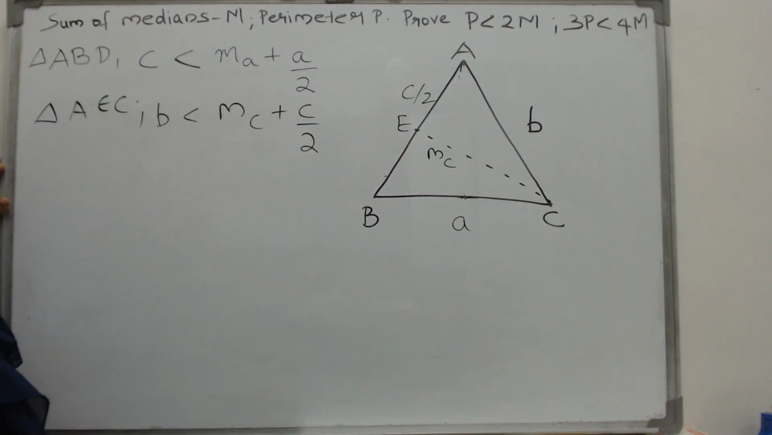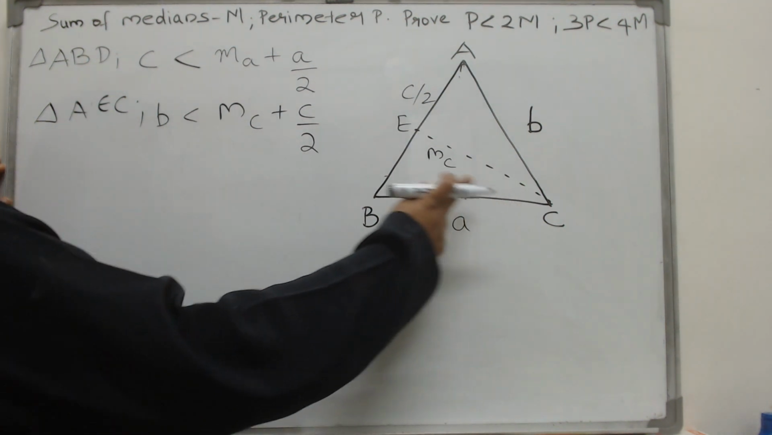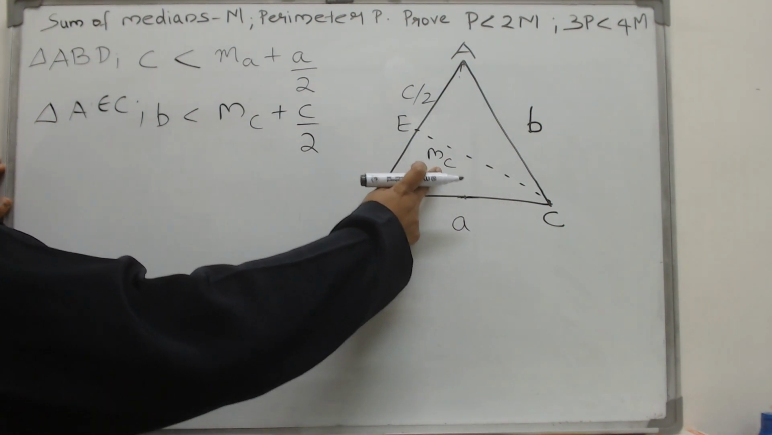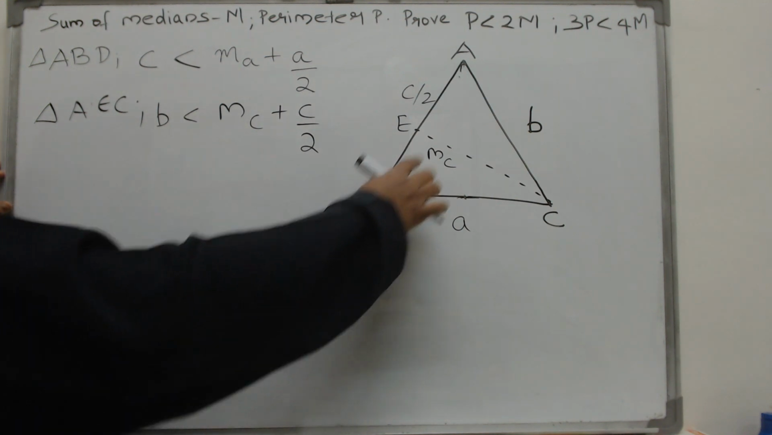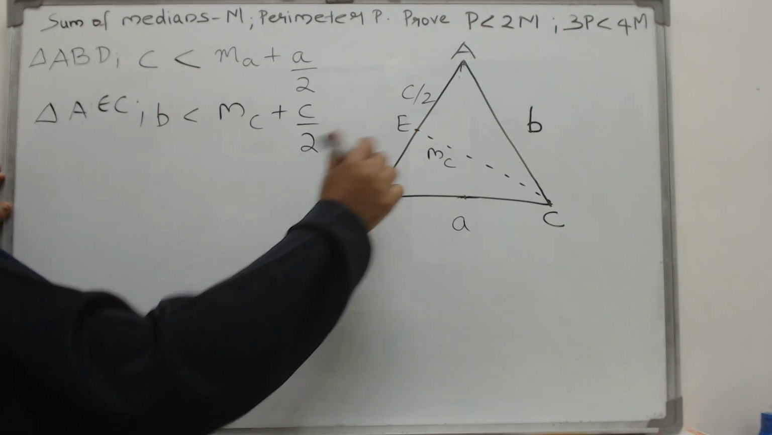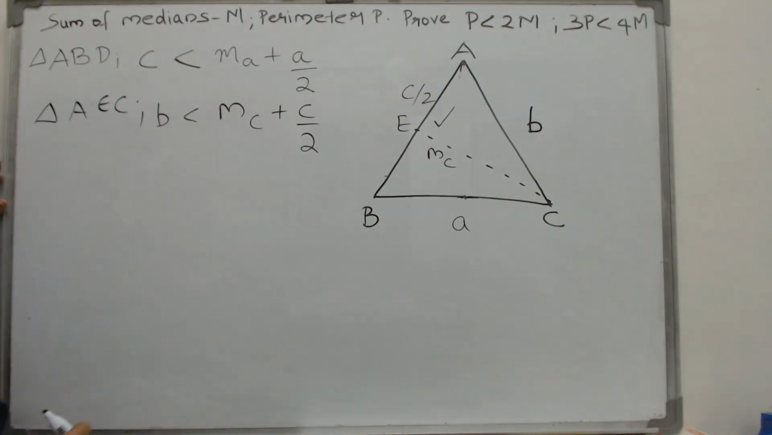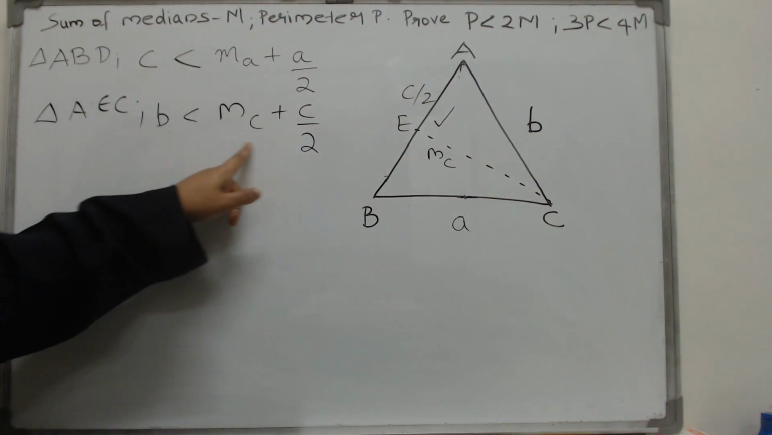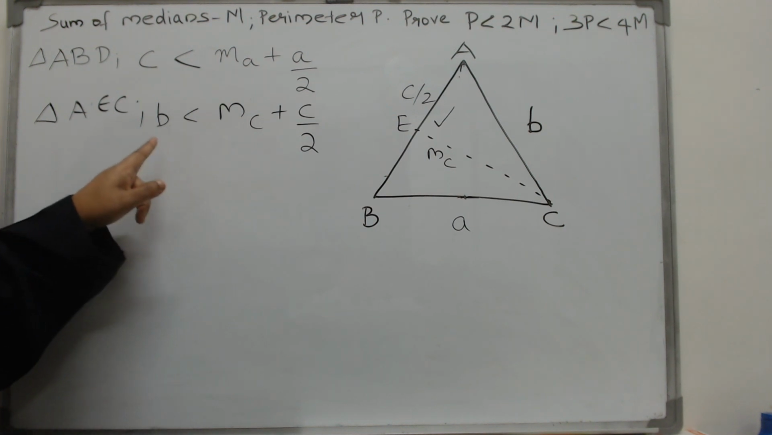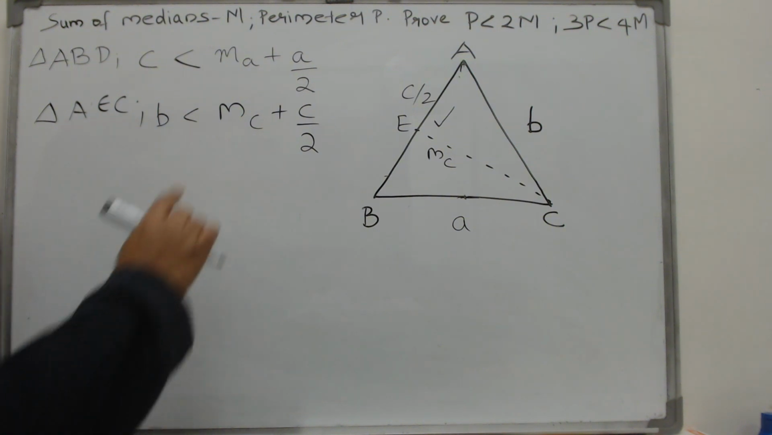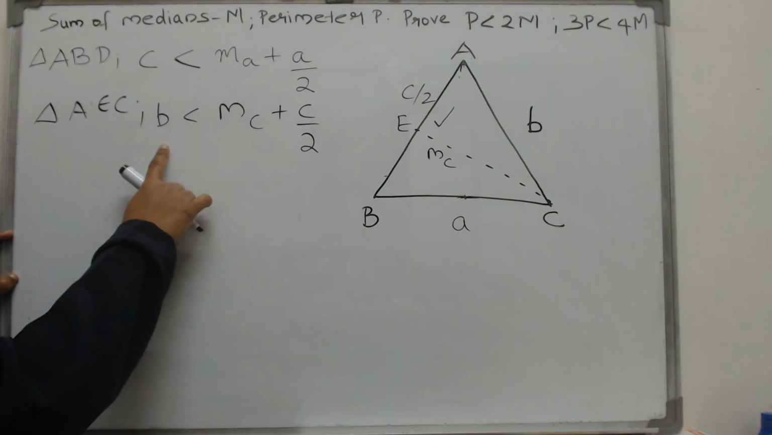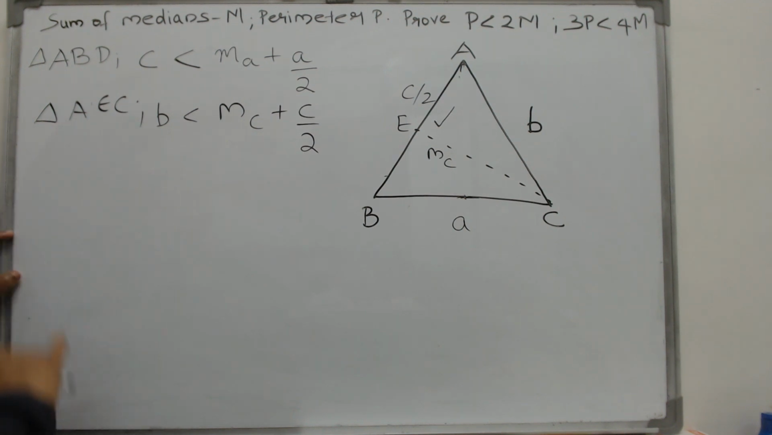Now let us construct the median from the vertex C. I have denoted it by MC, and what does this median do? It again cuts the triangle into two equal areas, into two equal smaller triangles. Go for any one. I have taken this one, and then what do you get? The sum of any two sides is greater than the third side. Again, write your equation in such a way that you get an upper limit for one of the sides of the triangle. Now for the last and the final median.